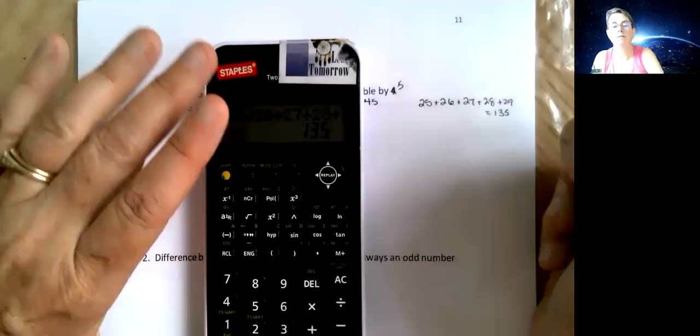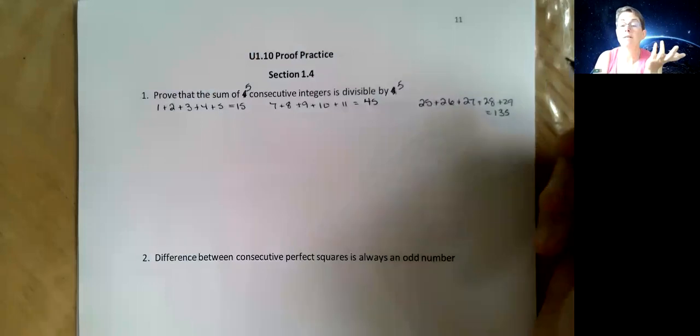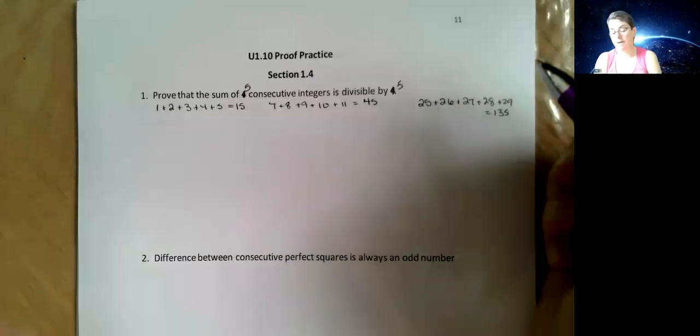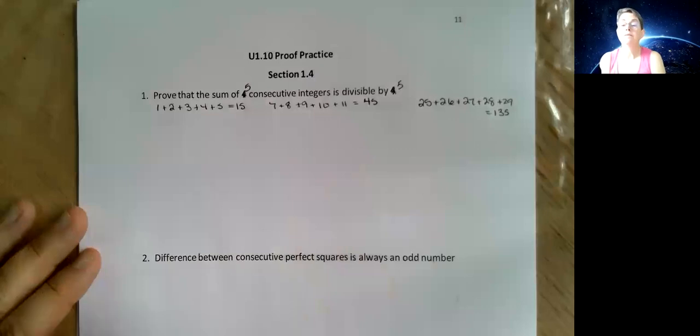All right, so that was step 1. Step 1 is do examples. I'm always looking for at least 3 to make sure you understand what the question is saying. Okay, so the next one is to set up your variables.